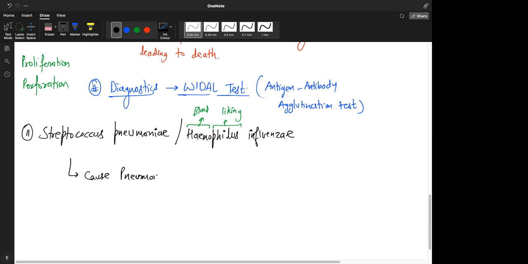Now, what is pneumonia? Anyone? I think you must be knowing someone, or someone among you must have had pneumonia as a kid. I developed pneumonia when I was very small as a kid. What happens in pneumonia? Any idea? Sir, can I ask a doubt? Yes, please. Sir, the word influenza is used for flu-causing organisms, right?